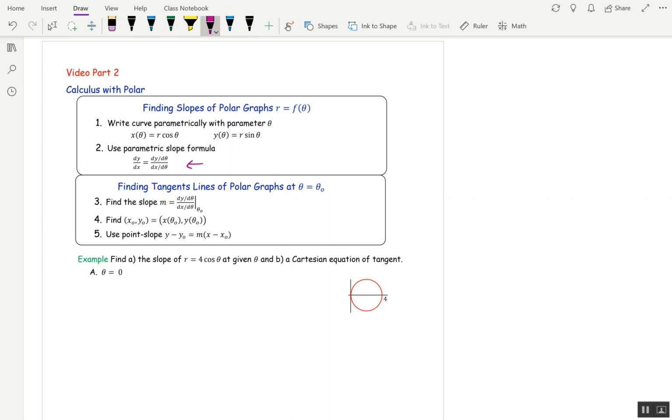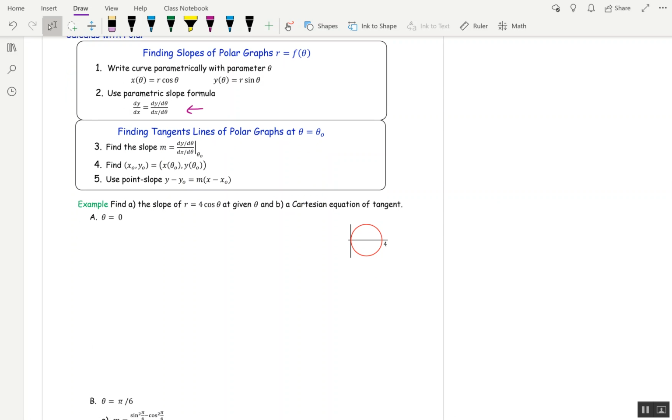It's much easier. Then if you want to find a tangent line, you go a little further. You find the slope at the specified value of theta. You find the point on the curve, x naught, y naught, and then use point slope. So here we go. Find the slope of this circle, r equals 4 cos theta, at the given thetas, and then find a Cartesian equation of the tangent line.